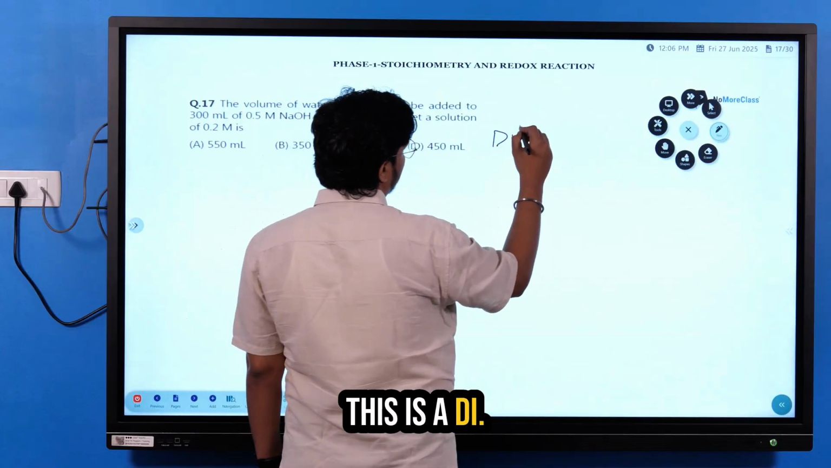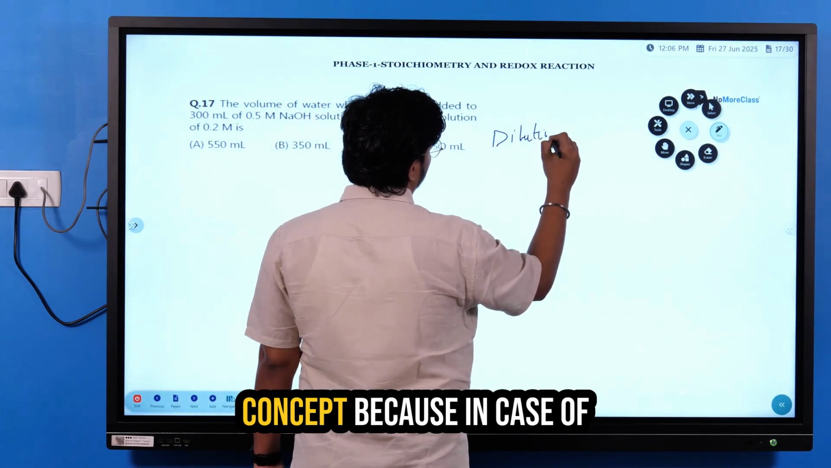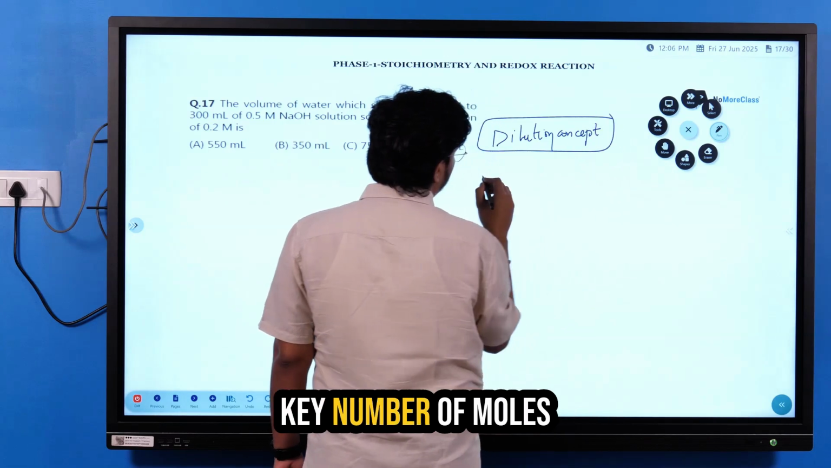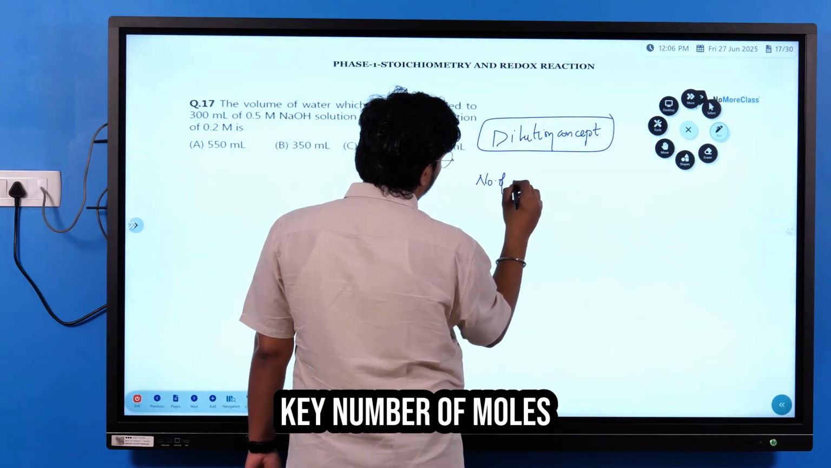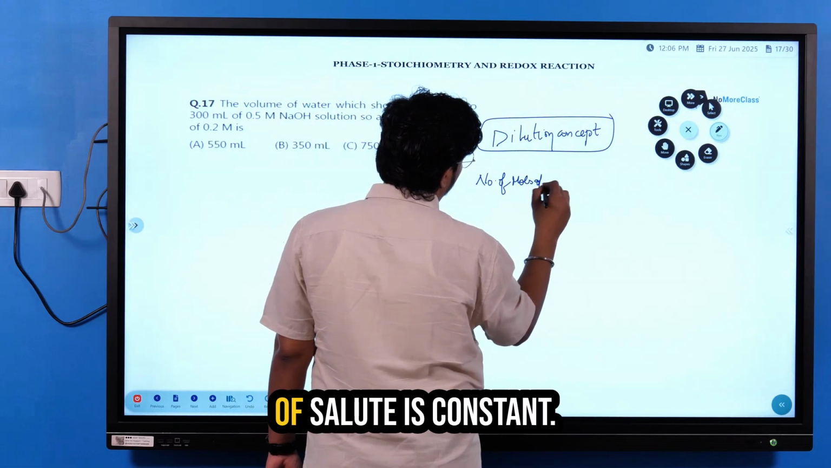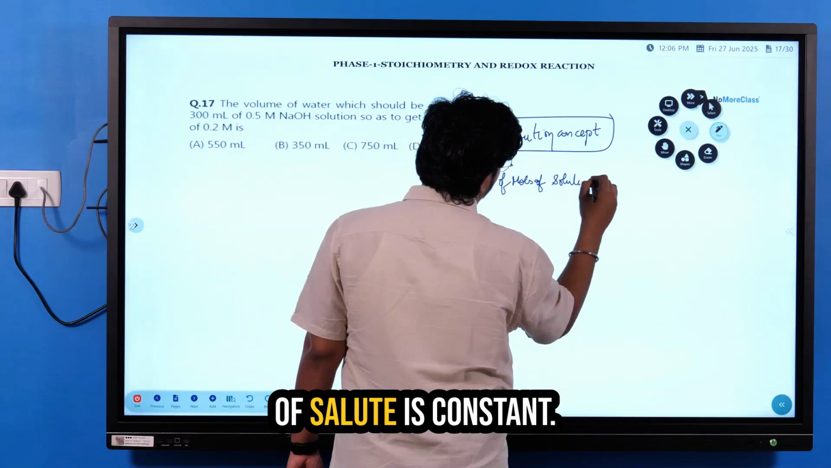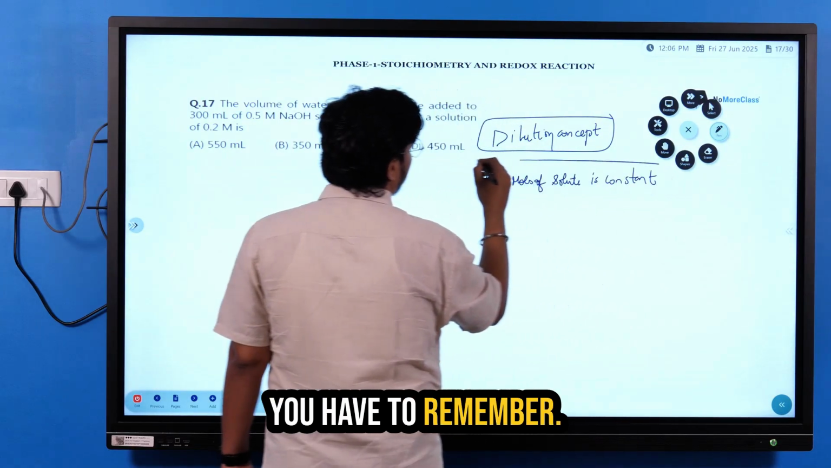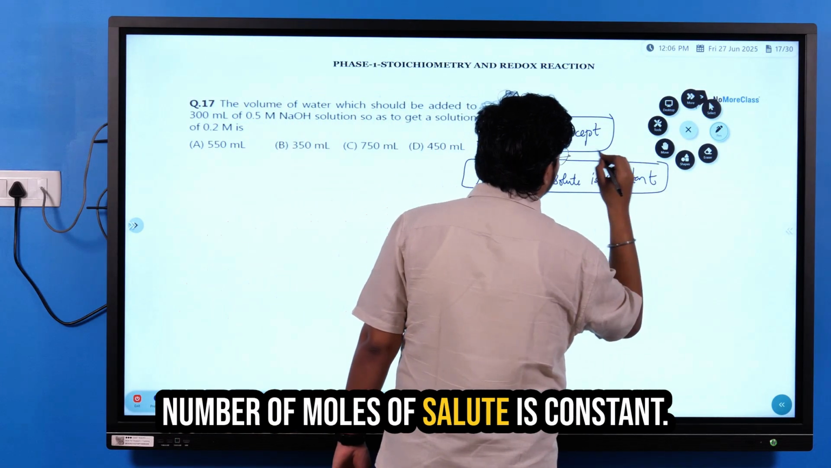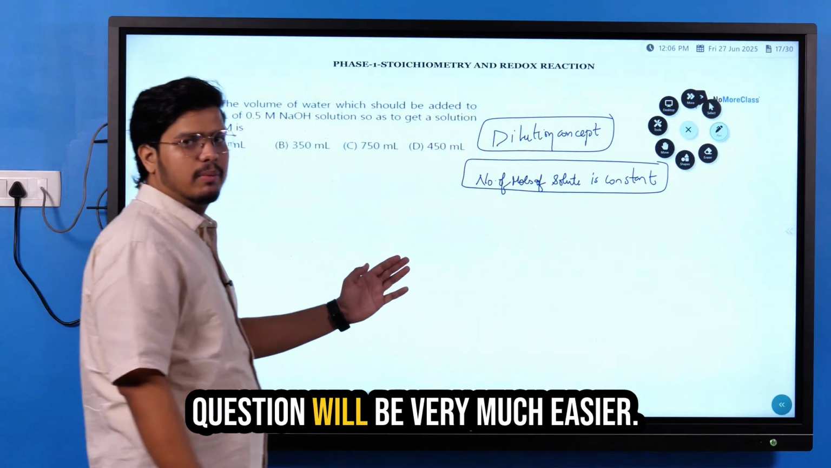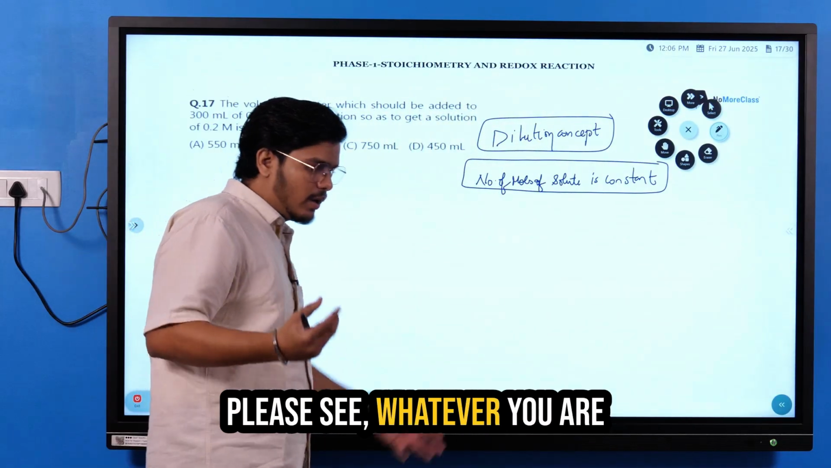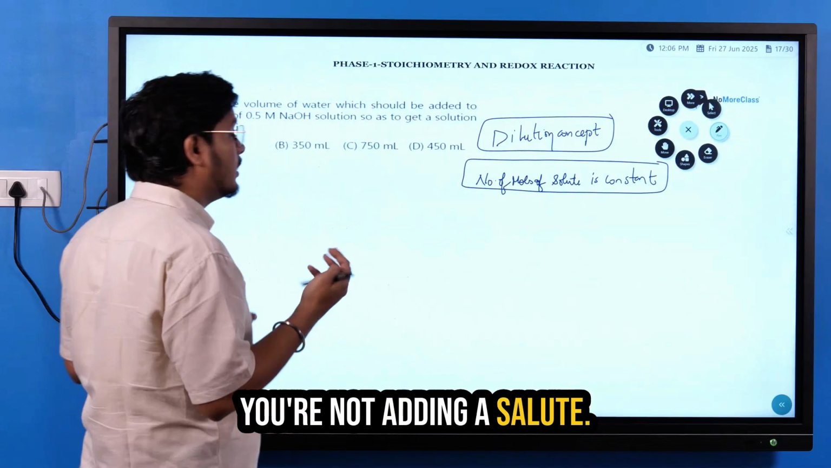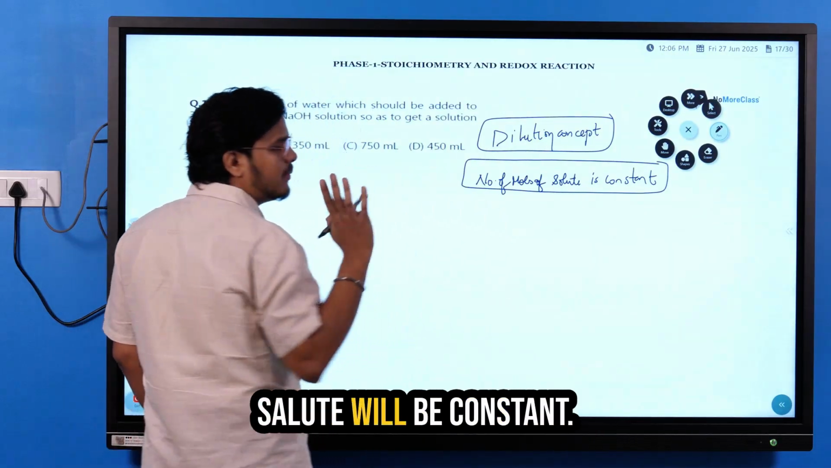This is a dilution concept, because in case of dilution concept, you have to remember one thing. The number of moles of solute is constant. This is the only point you have to remember. If you can remember this, then the question will be very much easier. Whatever you are adding, you are adding a solvent into the solution, you are not adding a solute. So the number of moles of solute will be constant.